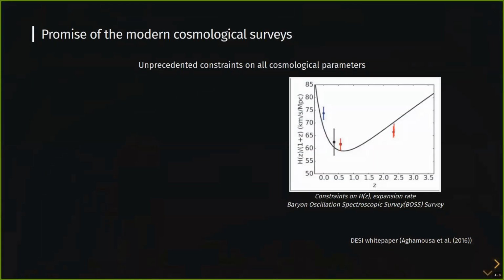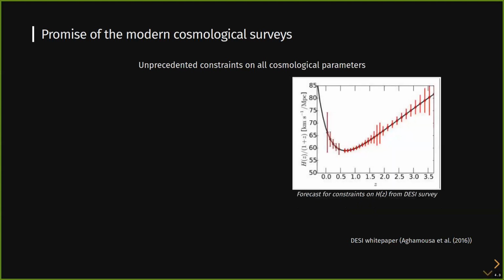So it's kind of a given that we'll be making unprecedented constraints on all the cosmological parameters going ahead. What I'm showing here is, for example, the constraint on the Hubble parameter, which is the expansion rate of the universe as a function of redshift, so going back in time. The two red points here are the constraints from the BOSS analysis, the Baryon Oscillation Spectroscopic Survey, which was the largest spectroscopic survey before DESI kicked in. This is what DESI is forecasted to give by the end of it. So much smaller error bars and much higher resolution going back in time.